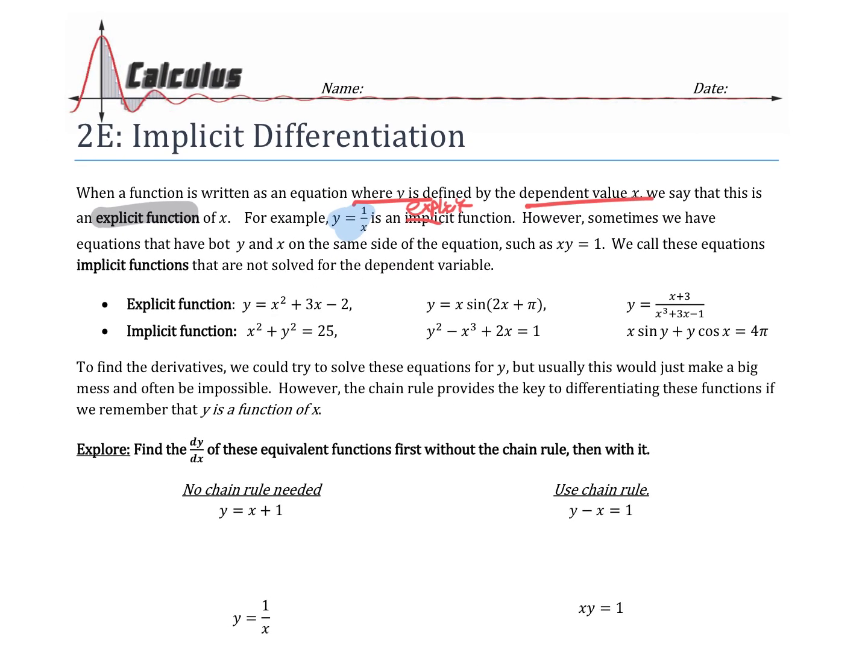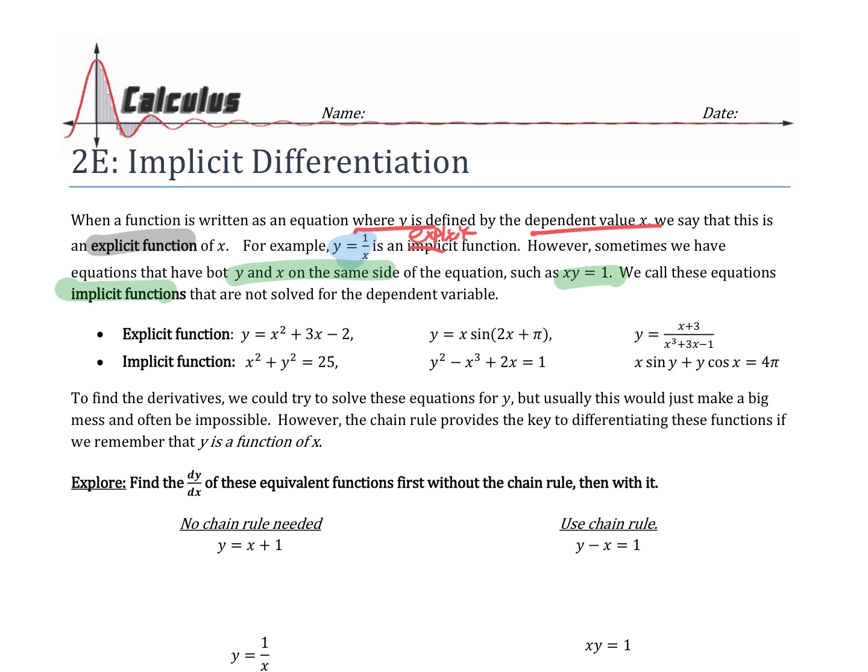All right. However, sometimes we have x and y that are on the same side. So if we have x and y on the same side, then we get what we call an implicit function. Okay, so these are implicit functions. So here are some examples. We have an explicit function like this, y equals x squared plus 3x minus 2, so a polynomial. Or we can have an explicit function like this, x times sine of all this. We can have a rational function like this. Those are all explicit. Implicit functions are like these.